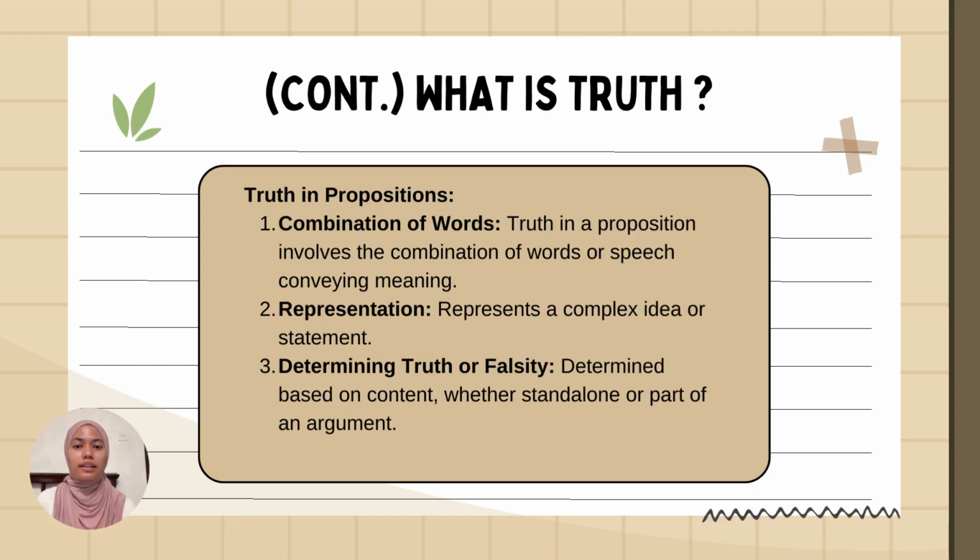Next, the last part that I will cover is what is true in terms of truth in proposition. The first is combinations of words, where truth in a proposition involves the combination of words or speech conveying meaning. Second, representation, which represents a complex idea or statement. And the last, determining truth or falsity, which means determining based on content, whether standalone or part of an argument.